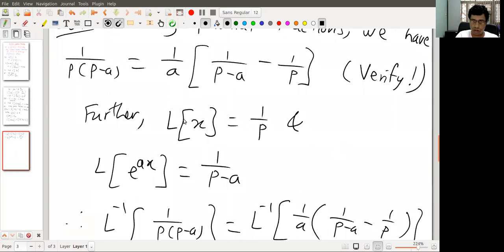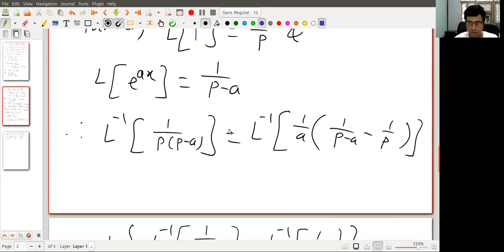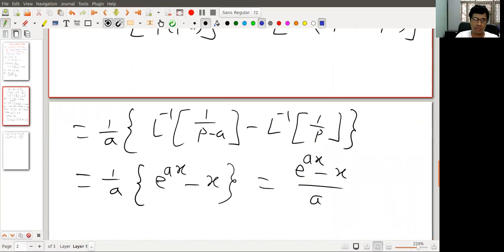Sorry, L of x is not 1 upon p. L of 1 is 1 upon p, because L of x is x raised to 1, so 1 upon p square. So this should be 1. Sorry, L of 1 is 1 upon p, and so I must write here e raised to ax minus 1 upon p.